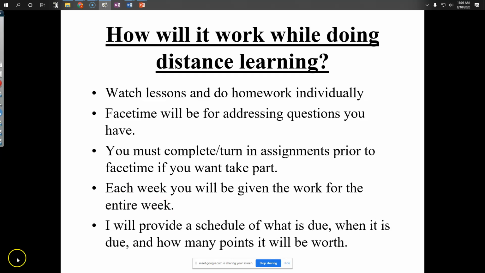And I also provide for you, if you look at this 5th bullet down, a schedule of what is due, when it's due, and how many points it's going to be worth. Now, I hope all of your teachers are telling you a week in advance, if not more, what you're going to be doing. I hope your teachers aren't telling you every day, we'll try this, now do this. I hope it's just they tell you everything a week in advance.